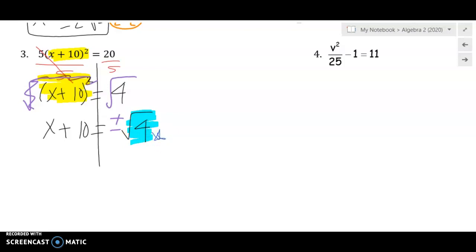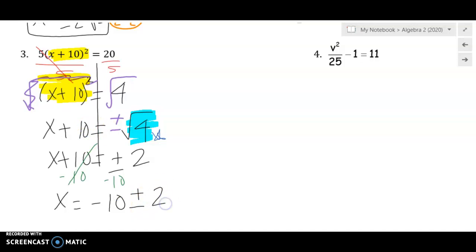That's a perfect square. You should know that one by heart. You should know, okay, I know that that's a perfect square. I can automatically change that to 2. The square root of 4 is 2. So when I do that, I notice the only thing I have left to do is subtract 10 to the other side. So I have x equals negative 10, then the plus or minus, and then the 2.